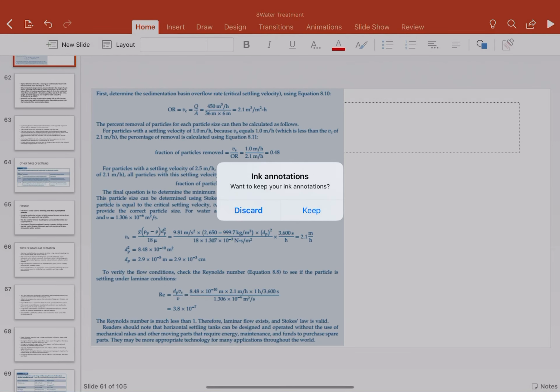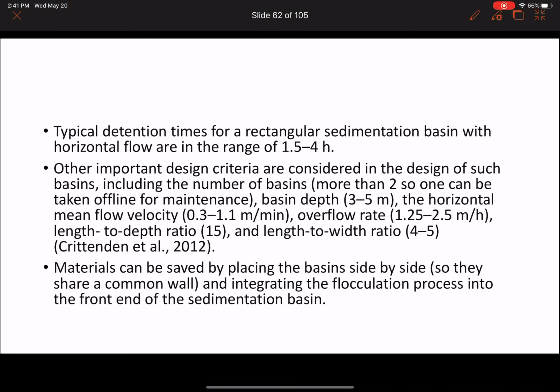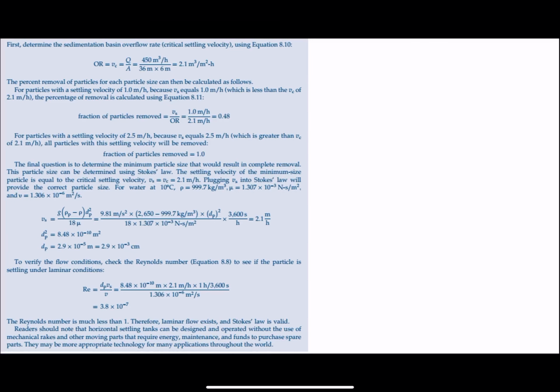Now we have to check Reynolds number to see if it's below 1. So Reynolds number is equal to diameter of the particle times settling velocity over v. Of course, you have to make sure the units are consistent, because here it's in seconds. This would give you a number, 3.8 × 10^-7. Oh, that's nice. Less than 1. It's laminar. So the diameter of the particle should be 2.9 × 10^-3, because laminar flow exists and Stokes' law is valid.